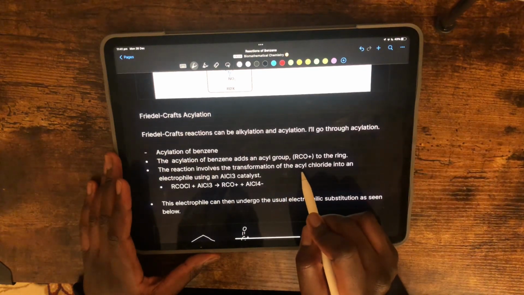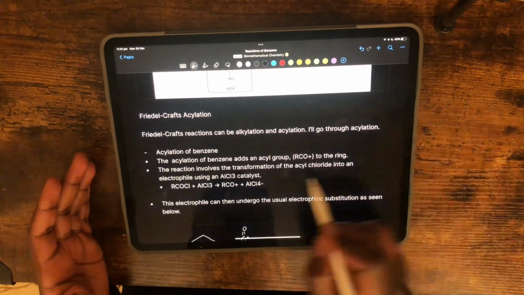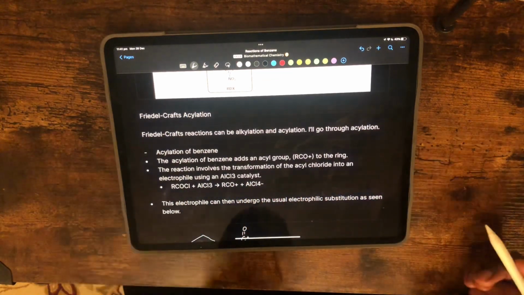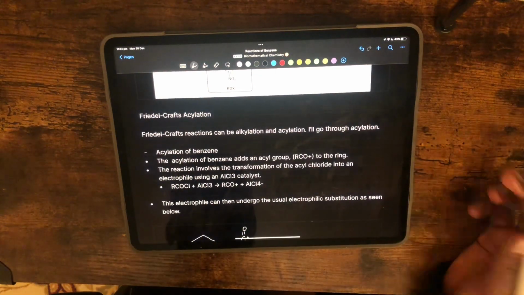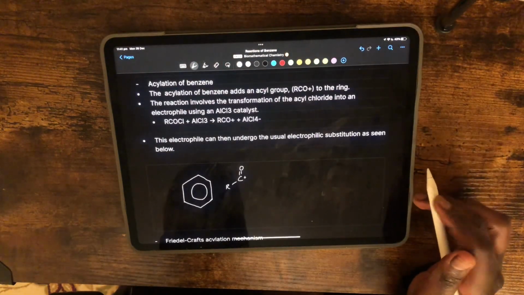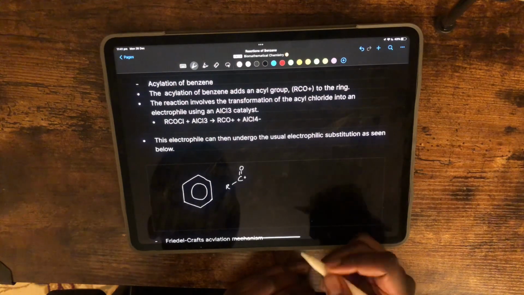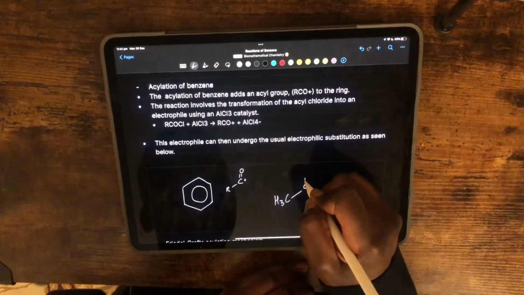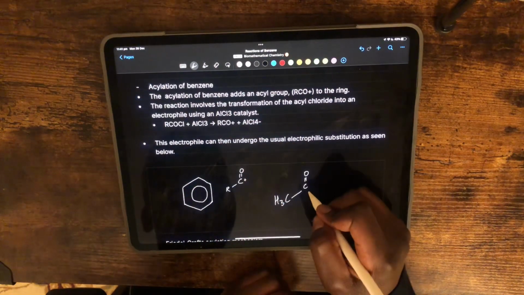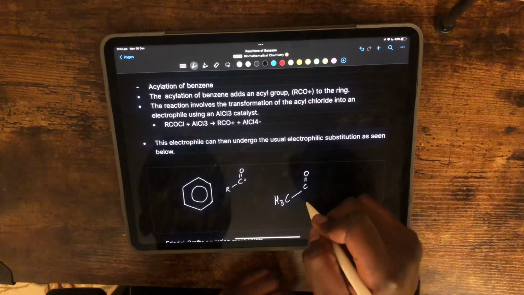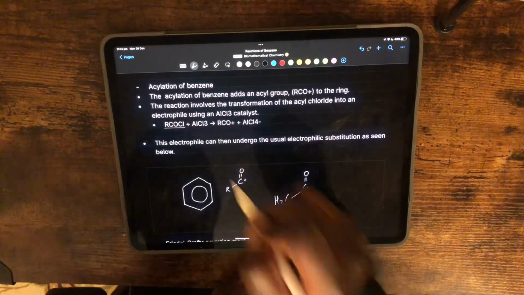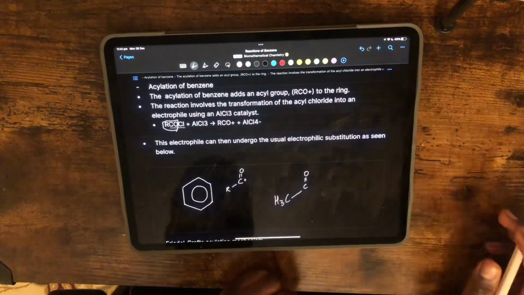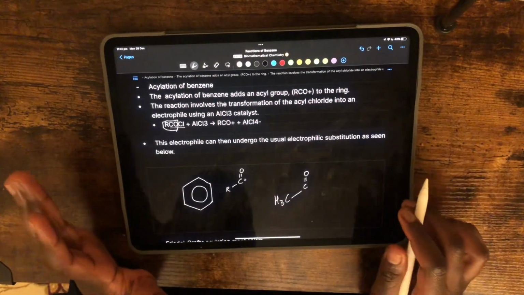But you have to form this group because initially it's an acyl chloride, and you have to transform the acyl chloride into an electrophile using the AlCl3 catalyst. So the R here is just to represent how long the compound is, but let's say R was a methyl group, and then you had this part here, your acyl group. The acyl group here is just this part, the RCO. That's not the Cl part. The RCO plus there, that's the actual acyl group.